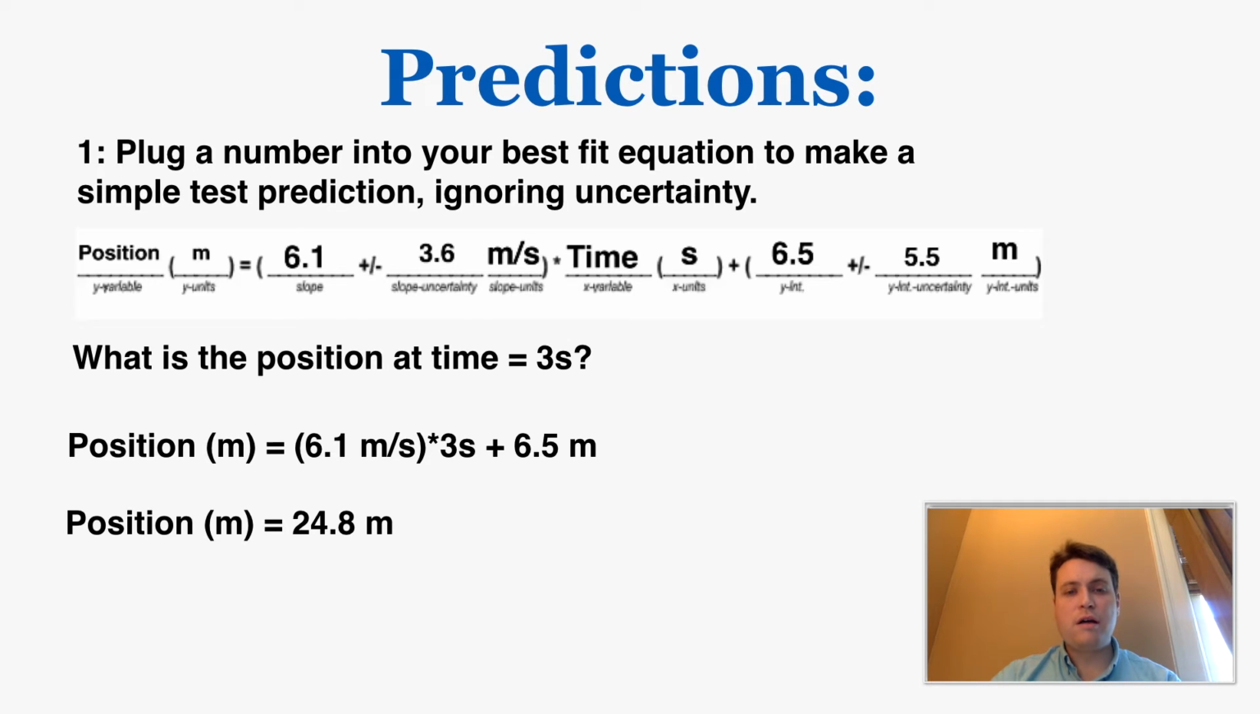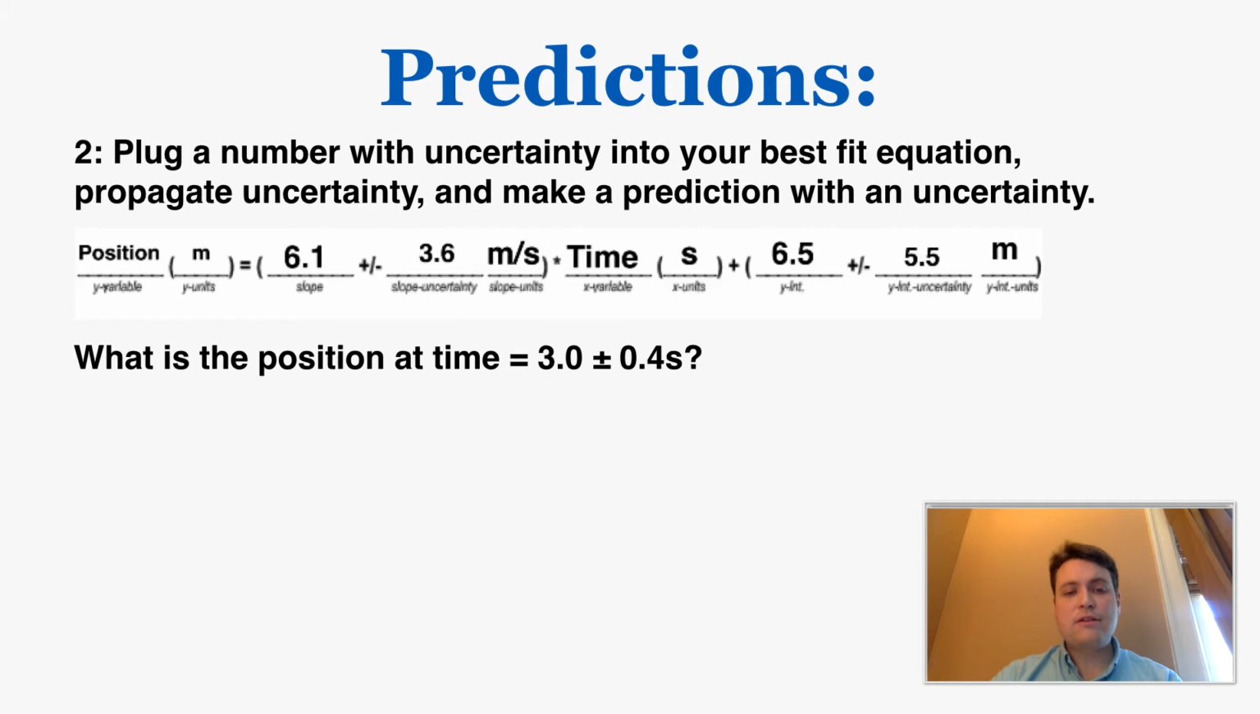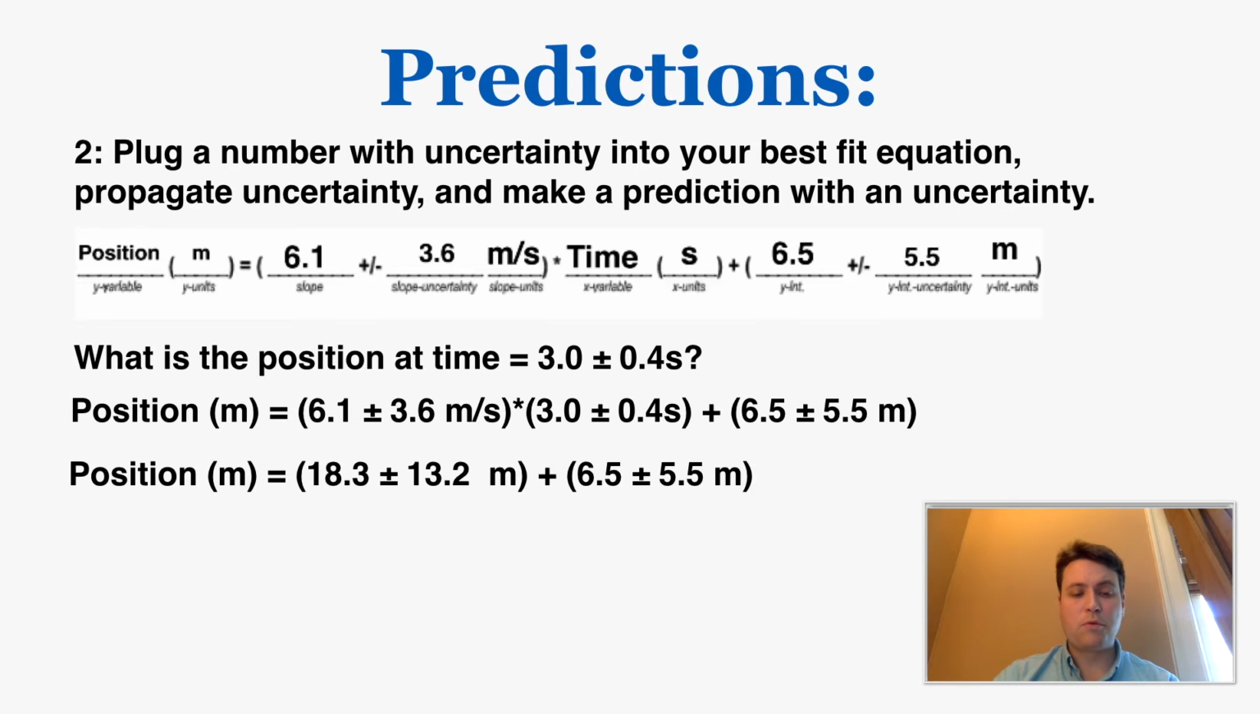For step number 2, the lab is going to give you a number with uncertainty, and it's going to ask you to plug that in and propagate uncertainty correctly so that you get one final prediction with one final uncertainty. So as an example, it could ask, what is the position at time equals 3 plus or minus 0.4 seconds? When I plug that in and propagate uncertainty correctly, this is what my final prediction looks like. The position should be 24.8 plus or minus 18.7 meters. Obviously, this is not the best prediction. There's a lot of uncertainty there, but this is just an example.